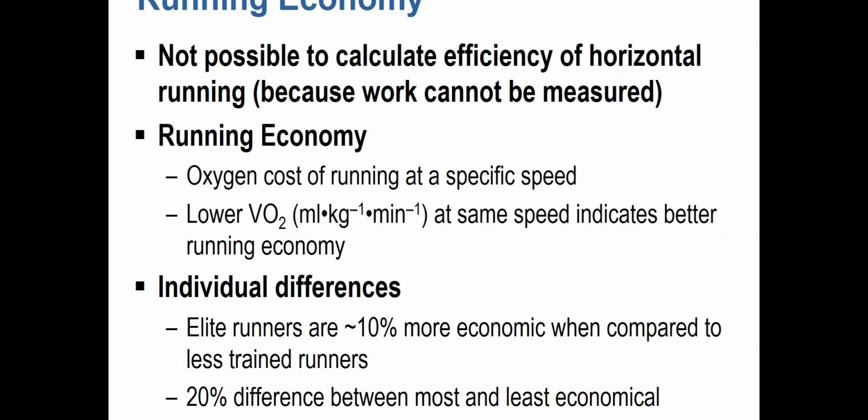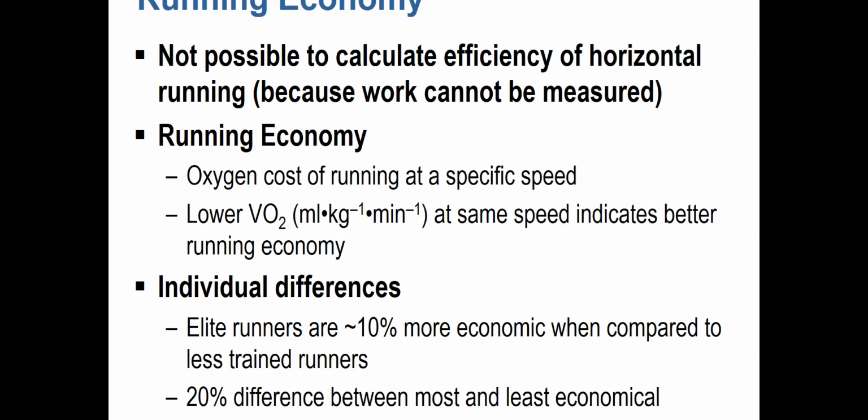So in place of that, we have running economy. It's the oxygen cost of running at a specific speed, and a lower VO2 at the same speed indicates better running economy. So for example, if you have one person running at 7 miles per hour and another person running at 7 miles per hour, and person number one has a lower VO2 and less oxygen consumption than person number two, even though they're running the same speed, the person with the lower oxygen consumption is considered to have a better running economy and better exercise efficiency.